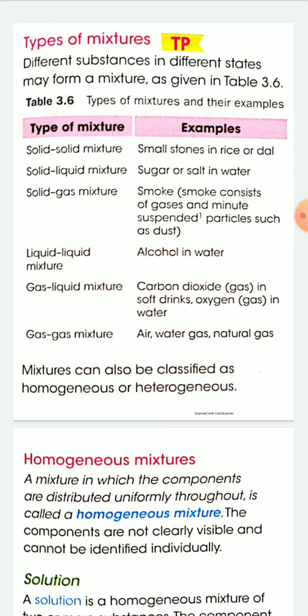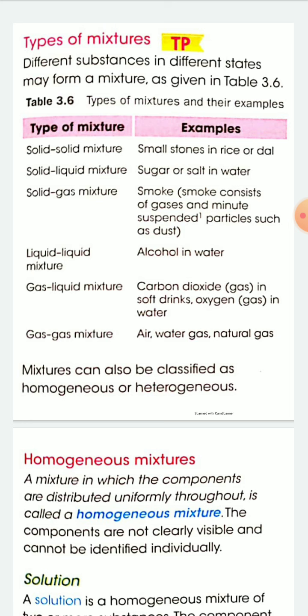First type of mixture is solid mixture. In this type of mixture, both components of the mixture are in solid state. That is, it is a solid mixture, solid in solid. Example of solid mixture: small stones in rice or dal. It is a solid mixture.